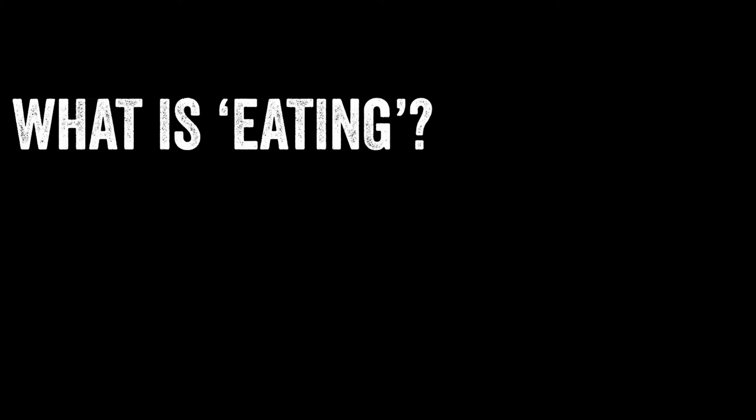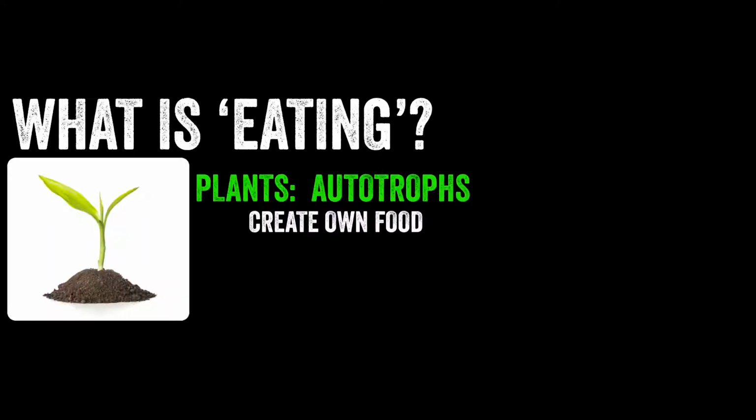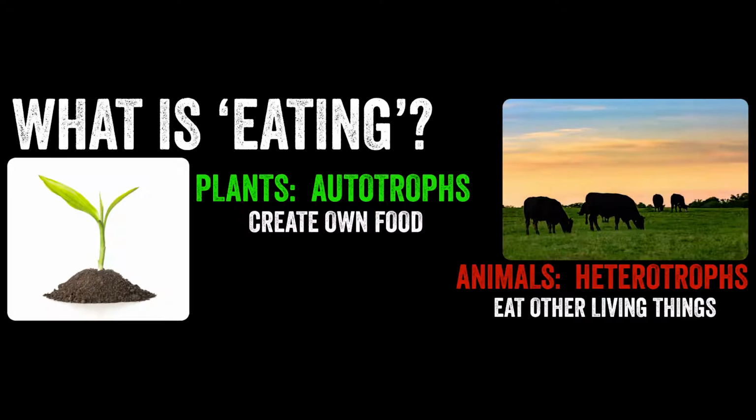What is eating? This is as basic as it gets. So plants are autotrophs. Plants make their own food. Animals, on the other hand, are heterotrophs, which means they have to continually eat other living organisms just to be alive. That's right, you and I are animals, and we're only alive because we constantly eat other living things. That's just how the system works.